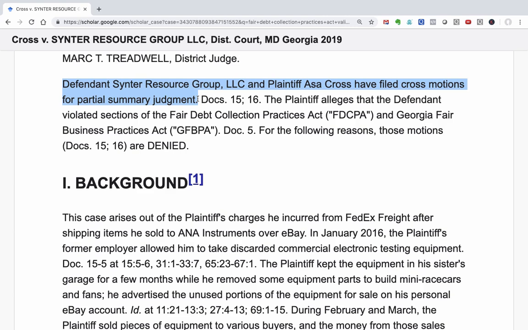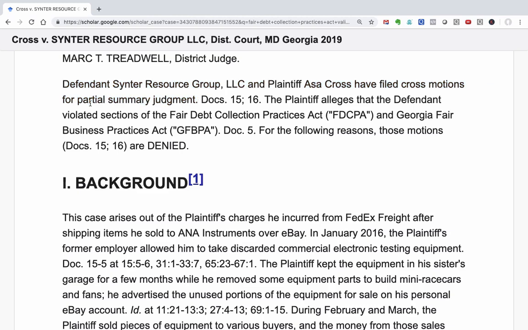Well, cross motions for summary judgment, that's where both sides are filing. So kind of think of them as crossing in the mail. So the defendant's saying, Judge, there's no reason to have a trial because my point of view is the only one that can win. And the plaintiff is saying the same thing.